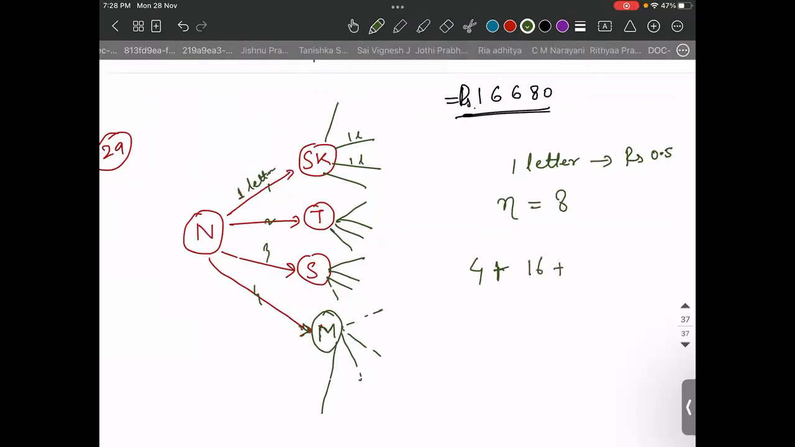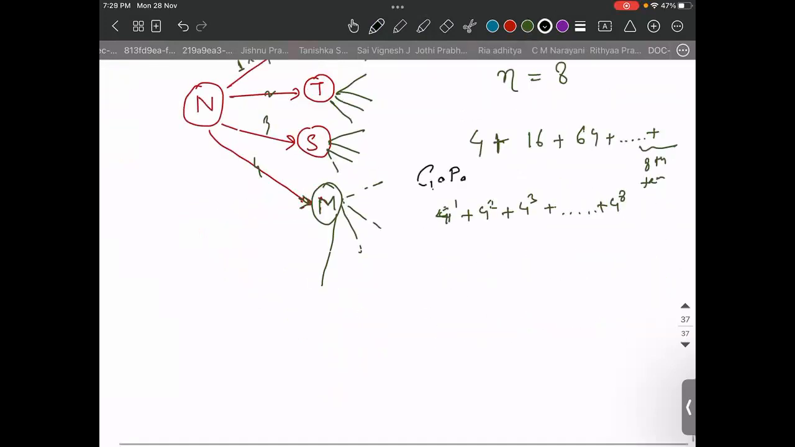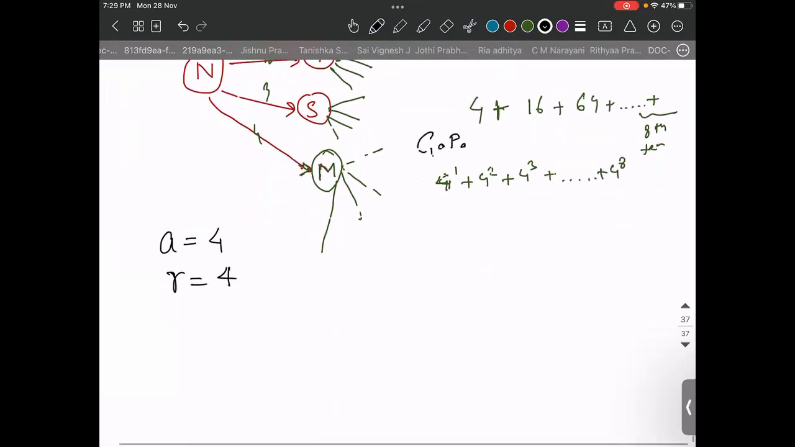Again, how much will it mail? 16 into 4. How much is that? 64. Plus up to the 8th term. That means this is 4 to the power 1, 4 square, 4 cube, plus up to 4 to the power 8. This is a GP, right? The first term is 4. The common ratio is 4. Now solve it. Find the sum of the GP.